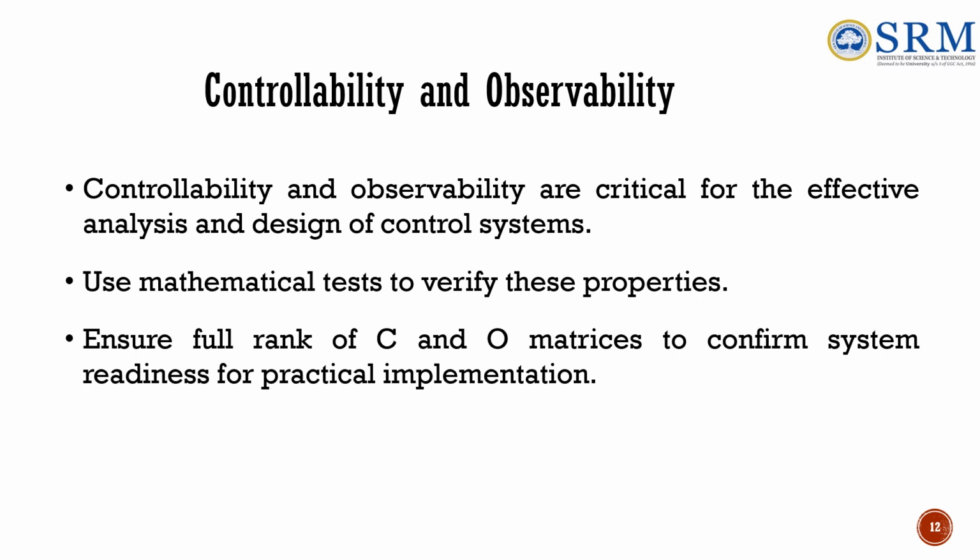In conclusion, the critical importance of controllability and observability is that these properties are essential for analyzing and designing effective control systems. We can verify these properties by using mathematical tests to check whether the system is controllable or observable. System readiness can be ensured by observing that the controllability and observability matrices have full rank, and we can confirm the system is ready for practical implementation. Thank you.